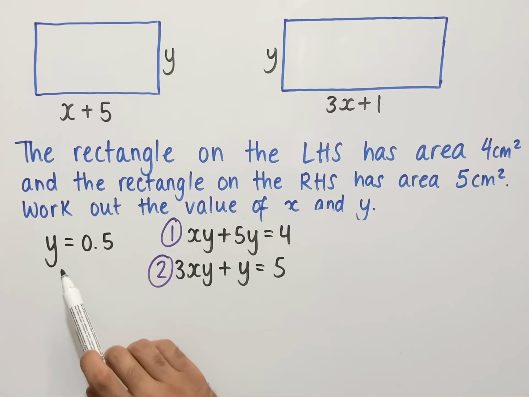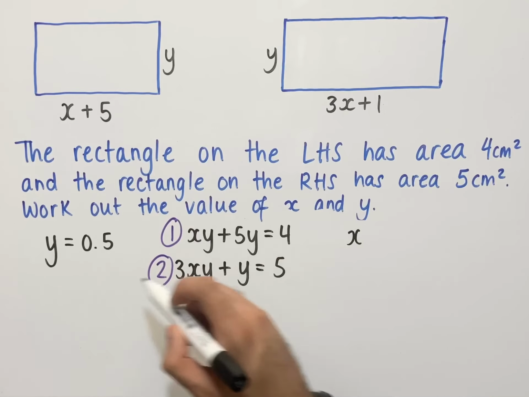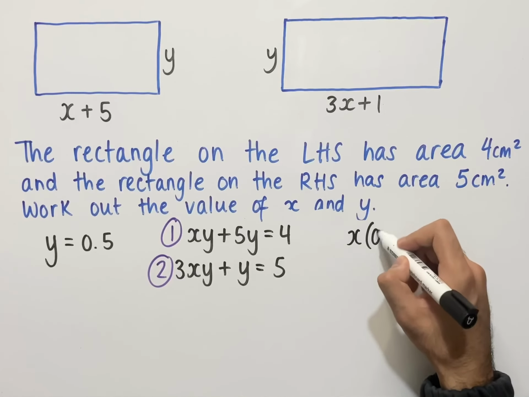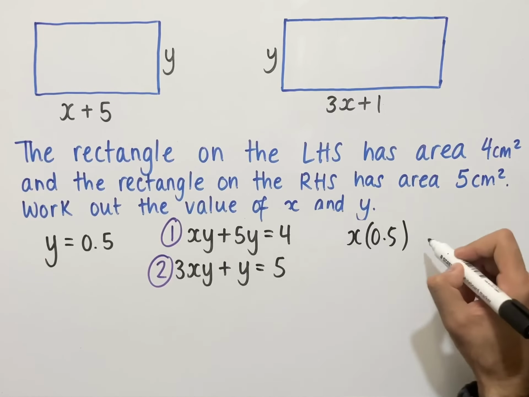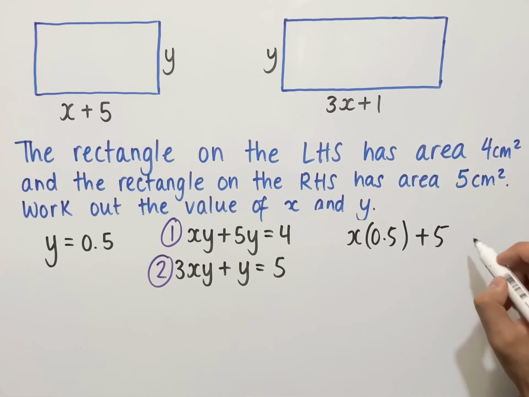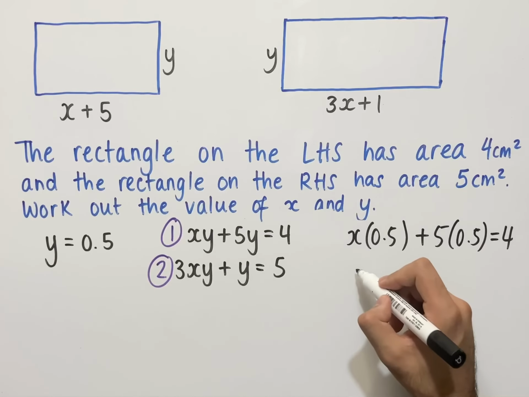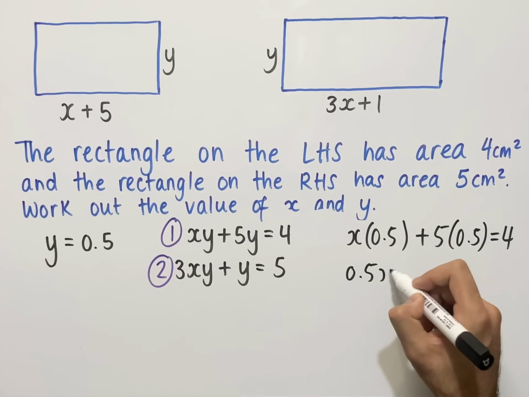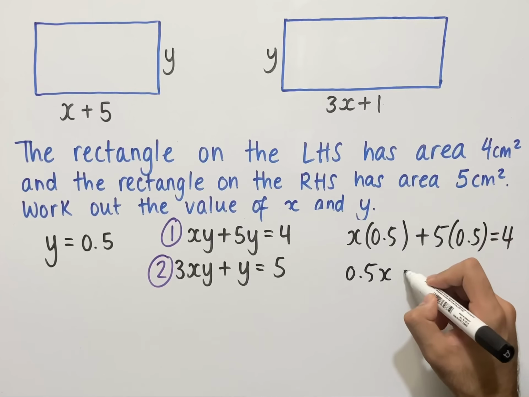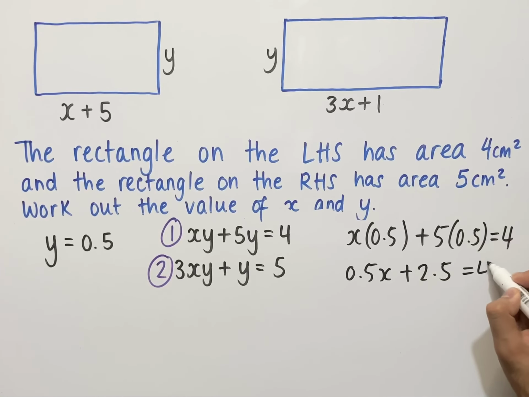So if we substitute y equals 0.5 into the first equation, we get the following. So we've got x multiplied by y. Remember, y equals 0.5, so we can write 0.5 in brackets, plus 5 multiplied by y again. So instead we're going to write 0.5, and that equals 4. So 0.5 times x is equal to 0.5x, and 5 times 0.5 is equal to 2.5, so we've got plus 2.5, and that equals 4.